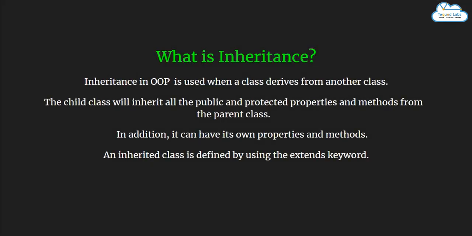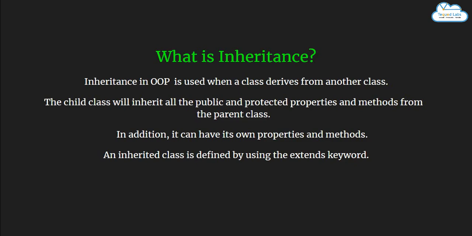The next concept is your inheritance. Now what is inheritance? Inheritance in object-oriented programming is used when a class derives from another class. So whenever an existing class derives from one more class, then it is called inheritance. The child class will inherit all the public and protected properties and methods from the parent class. In addition, it can have its own properties and methods. An inherited class is defined by using the extends keyword, right?